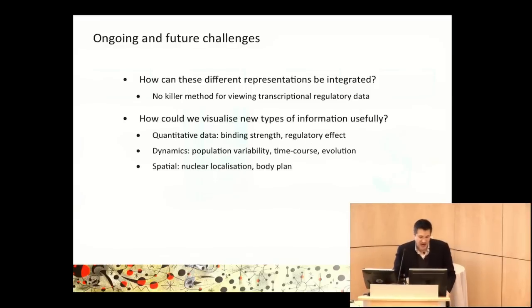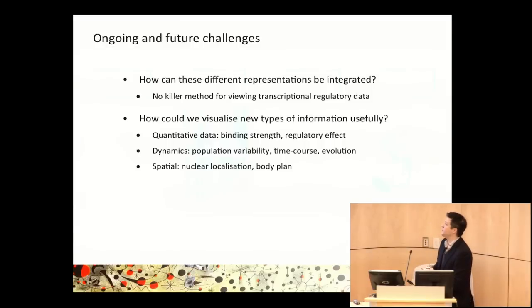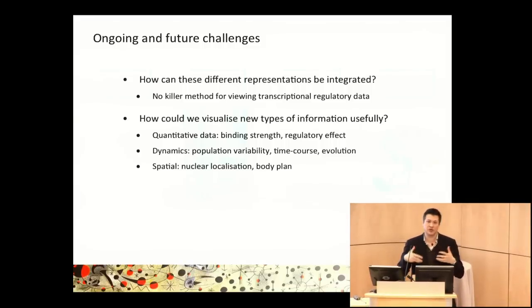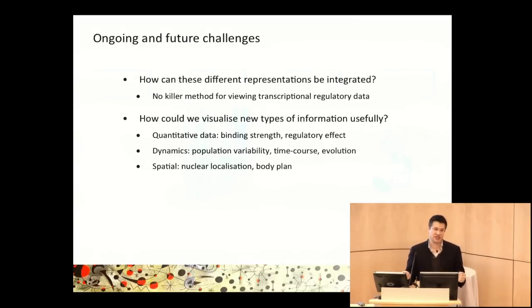The other question is how could we use these visualization methods to visualize new types of information? What I didn't really touch on here was quantitative data, the binding strength of a transcription factor, of course, intuitively shown in these genome browsers by the height of these peaks. How do you represent that effectively in a very complicated network? The dynamics. What we often measure are very average things, but there are changes from cell to cell. There are many changes during a time course and over the course of evolution. How can we use these different methods to represent these changes?